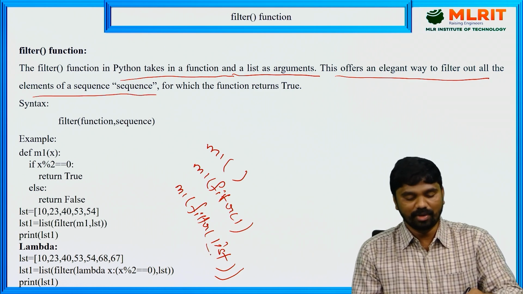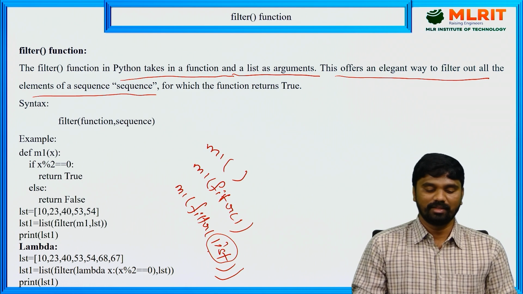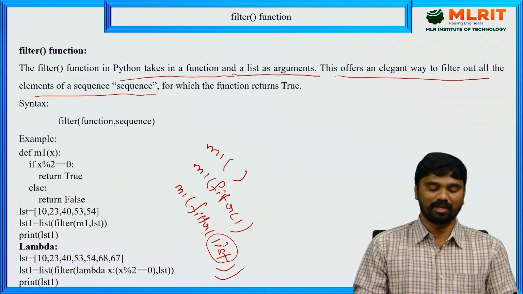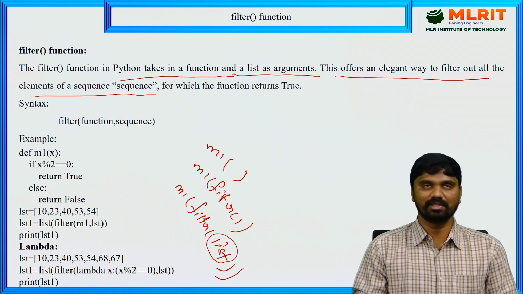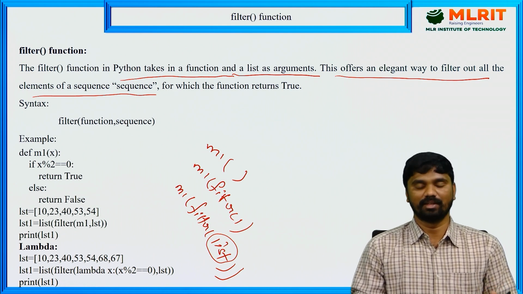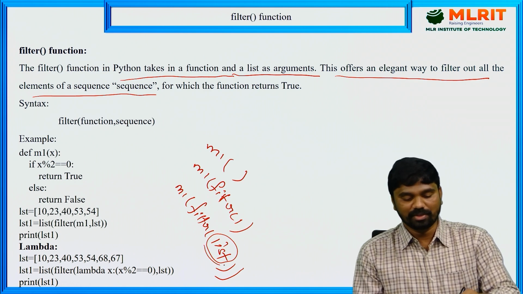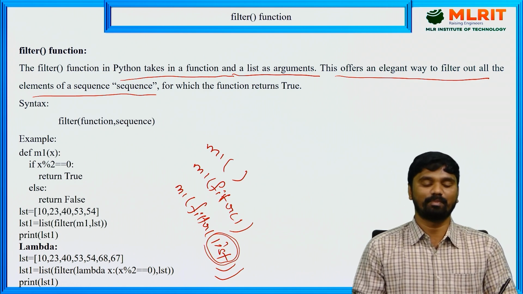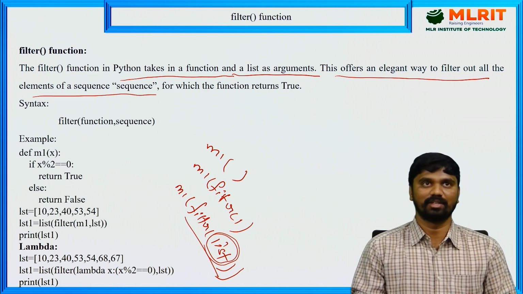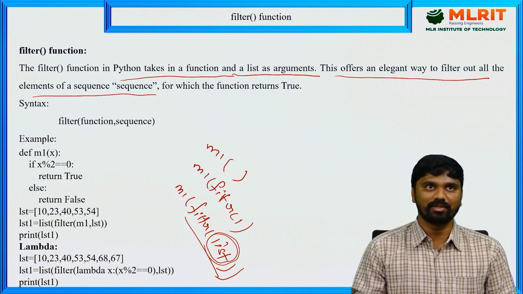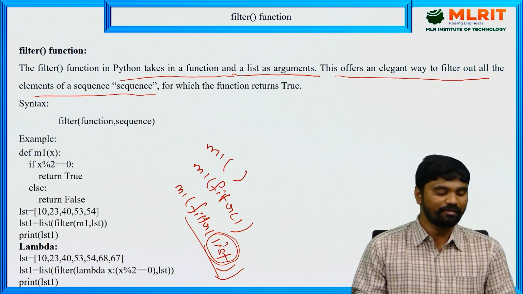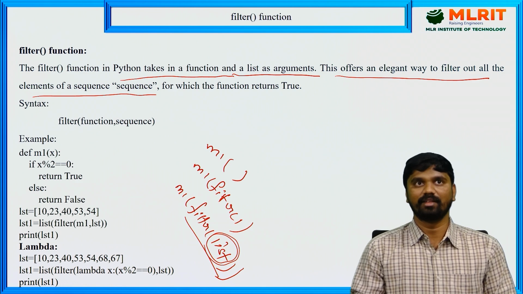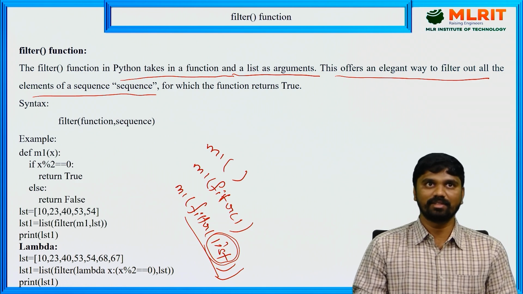Here, the argument we pass may be a list, a set, sometimes a dictionary, a frozen set, or a string, anything, but the argument must be a sequence type. Whatever we pass to the filter function, that argument is required to be a sequence type.